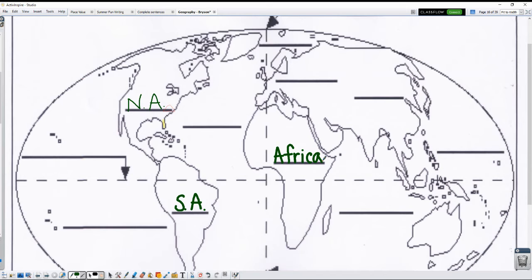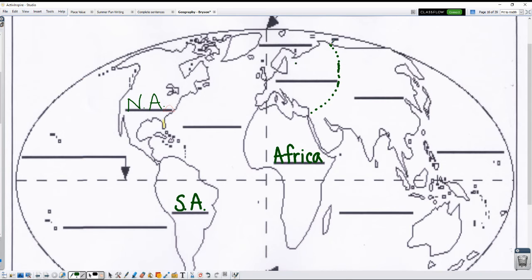Remember, you can pause this at any time to keep up. I know this might sound like it's going fast if you're not pausing it, so please do pause it. Then up top here, we have two continents that are technically one large landmass, but we're going to just draw a dotted line there.